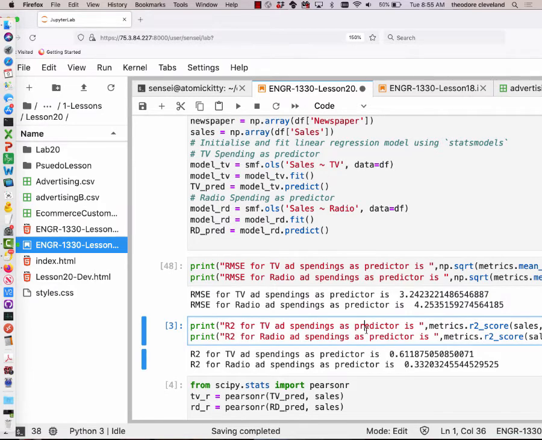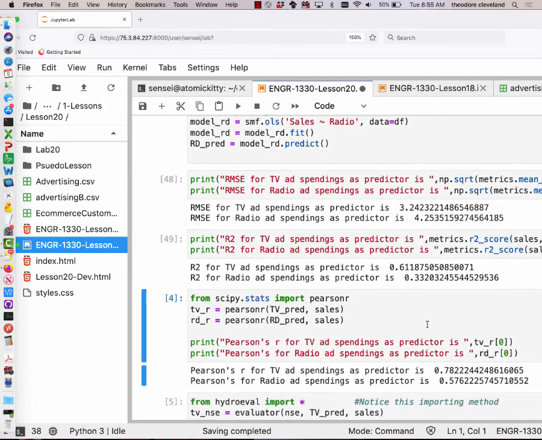If we do the R-squareds for the same thing, we get a slightly different story. R-squared for TV is 0.61, which is above half. It's not great, but it's usable. R-squared for radio is 0.3. That's a little on the low side. I wouldn't bet your life on it, or mine.